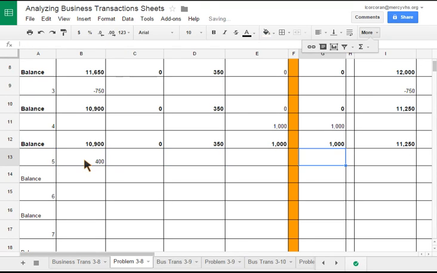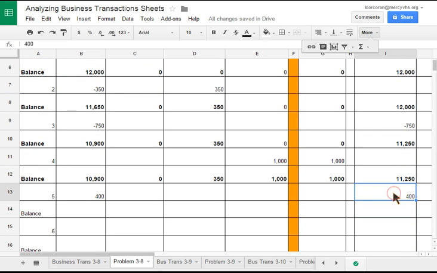And because I performed a service, we generated revenue. And that also increases by $400. And remember, I'm using the capital account because I don't have those specific accounts broken out yet. So now I have to find the balance, and I see that this will be $11,300.